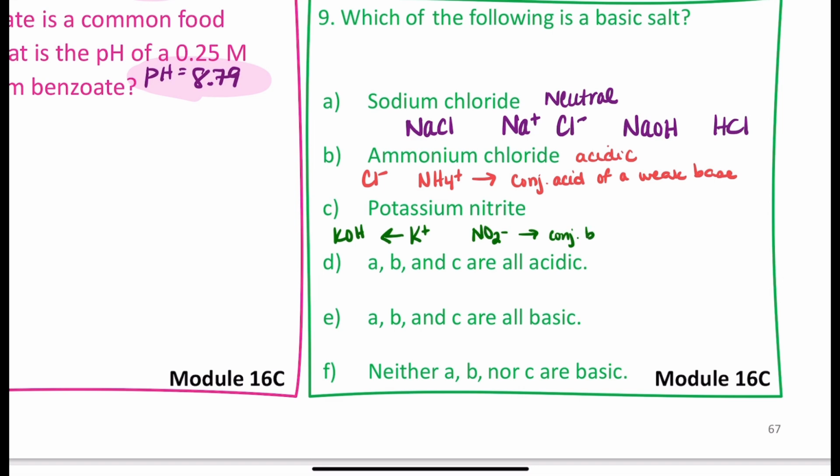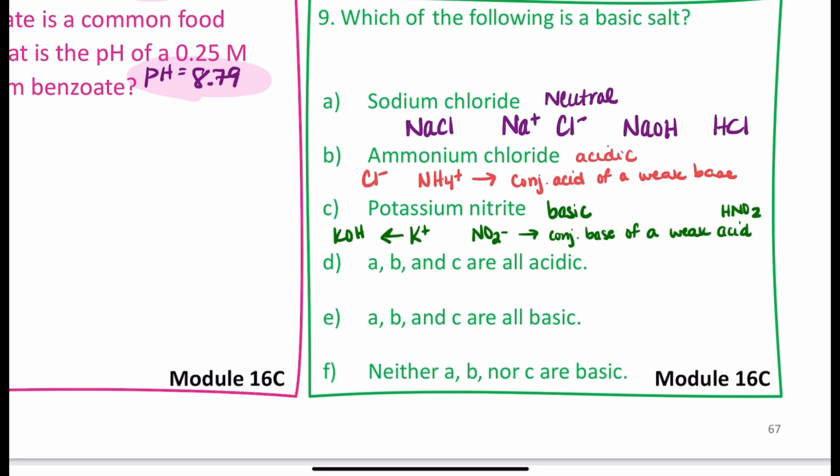This is the conjugate base of a weak acid. It came from HNO2. HNO2 is a weak acid, which means that this NO2 minus conjugate base will cause the solution to be basic. Because that nitrite in solution will happily take a proton from water to form some HNO2 back.